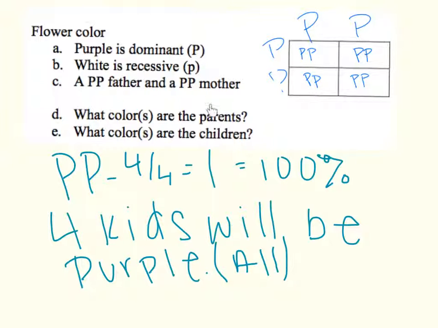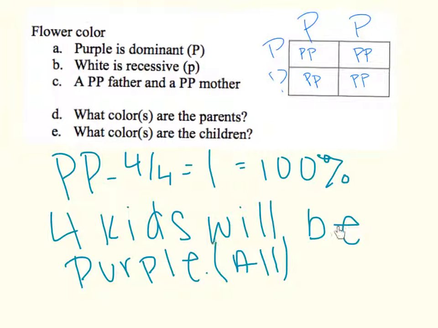And so, right here, you're probably like, whoa, dude, what is all of that? Well, all this mumbo jumbo is actually a pretty simple system. The double capital P's stand for the dominant purple in the parents and the kids, because they're all capital P's. So there are four capital P's, so four out of four, which is equal to one. So that means 100% of the kids are going to come out purple.